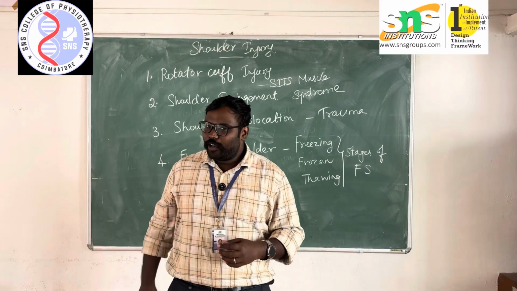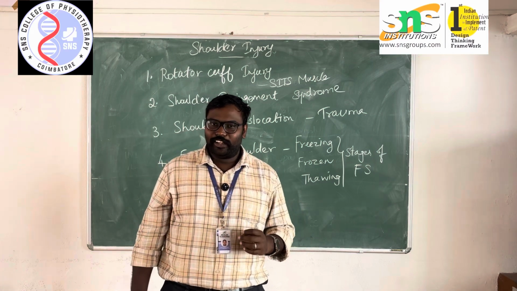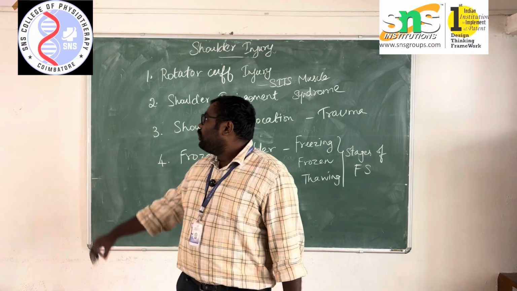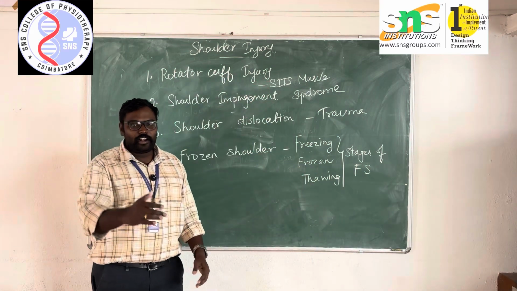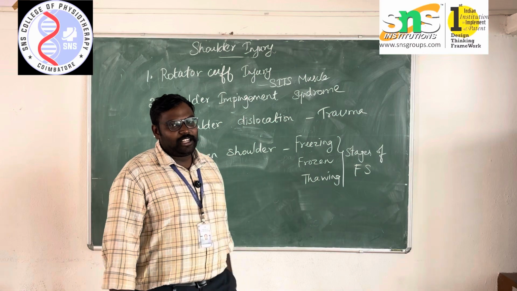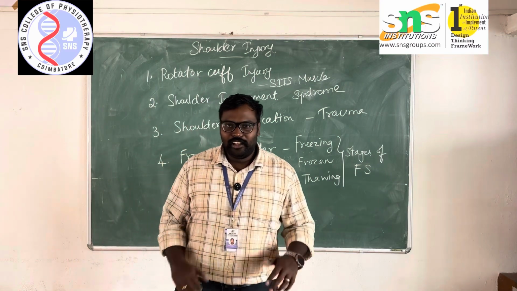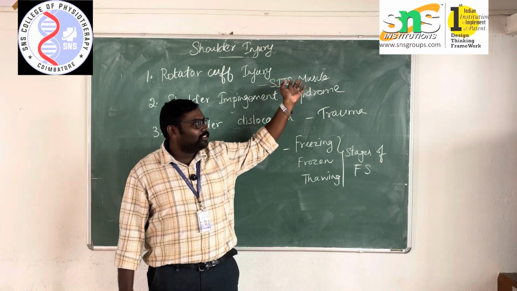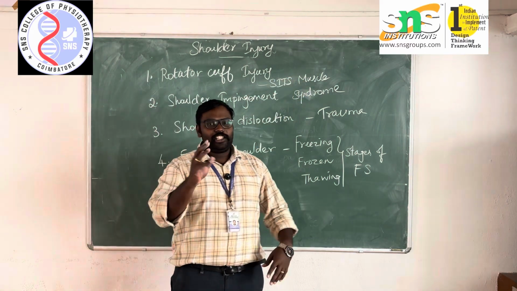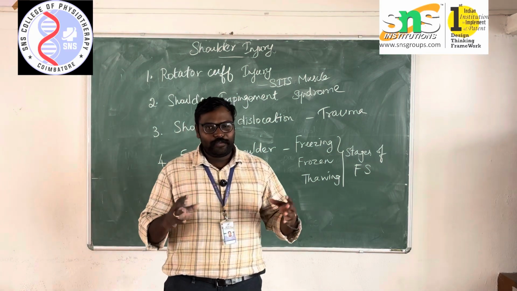Now going for the major four conditions of shoulder joint injury, the first one is the rotator cuff tear. A rotator cuff injury or tear comprises the four major muscles: supraspinatus, infraspinatus, teres minor and the subscapularis. These four muscles contribute to the rotator cuff area.